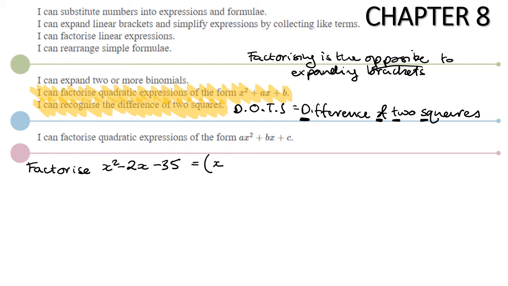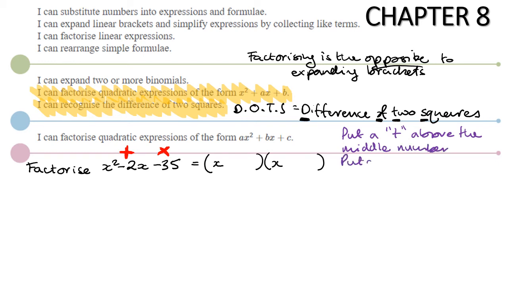So it's going to be x here and x here. And we want to find those two numbers. Now the key to doing this is that you put a plus sign above the middle number and a times sign above the end number. Okay, so I'll just put that over here. Put a plus sign above the middle number, put a times sign above the end number.